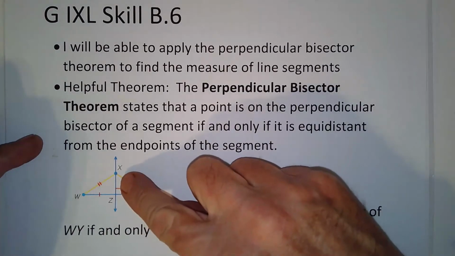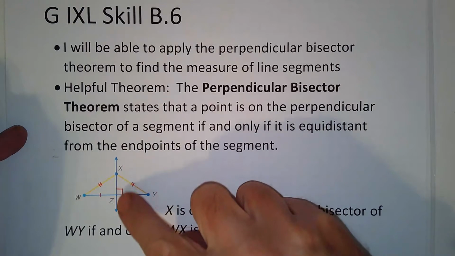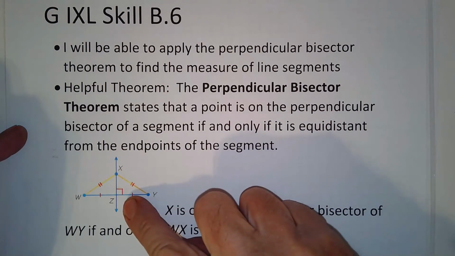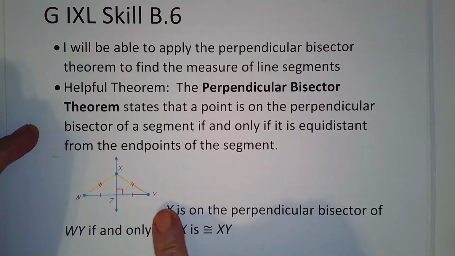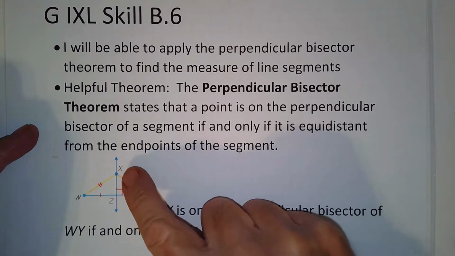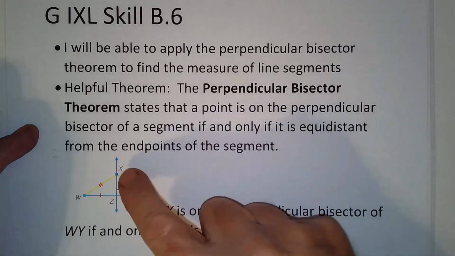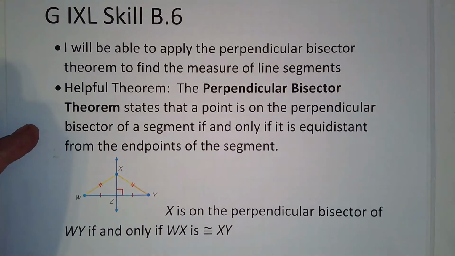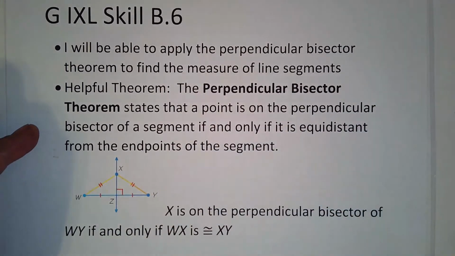So here you have X, which is a point on a perpendicular line. The line has a right angle. That's why we know it's perpendicular. We know that line is equidistant from W and Y, so it is a perpendicular bisector. So that means this point is equidistant between the two, and that means that WX and XY are equal measures. So we would say that X is on the perpendicular bisector of WY if and only if WX is congruent to XY, which it is here.